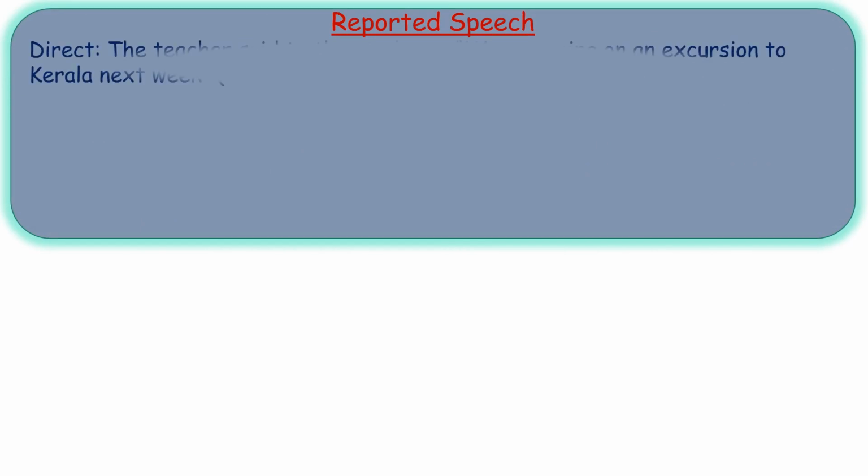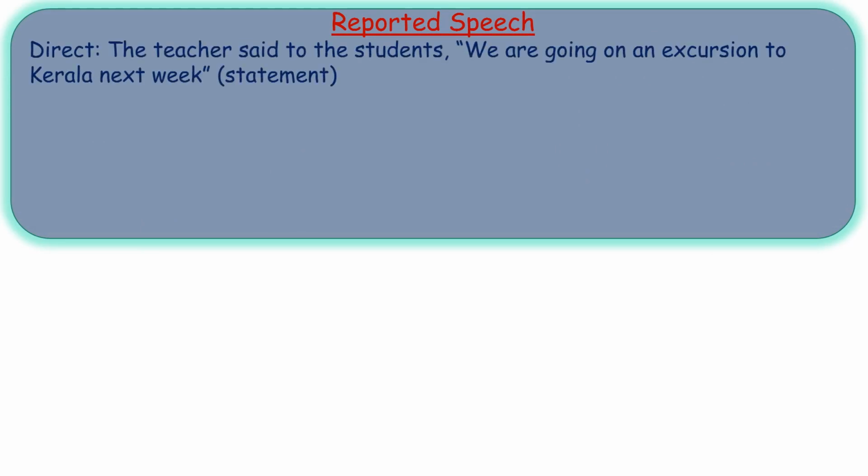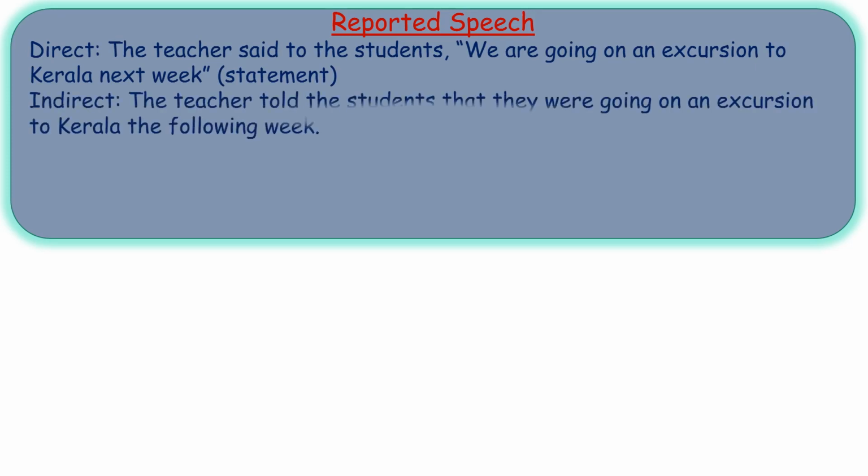So look at the example sentence. First one, reporting speech அப்படின்றது statementல எப்படி யூஸ் பண்ணலாம்? Statement: The teacher said to the students, we are going on an excursion to Kerala next week. இது வந்து ஒரு statement. How to change into indirect? The teacher told the students that they were going on excursion to Kerala the following week. So இது வந்து indirect speech, right? So directல இருக்கக்கூடியதுக்கும் indirectல இருக்கக்கூடியதுக்கும் உள்ள differentiation பார்த்துக்கோங்க.